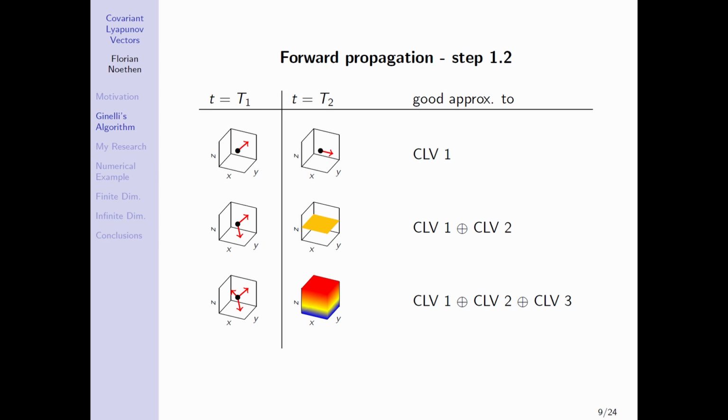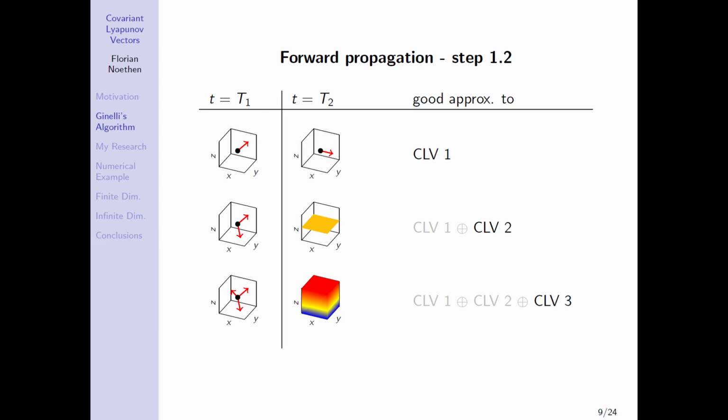So, now we have computed the spans of the first CLVs at our present state, so state t2. But what we really want are only the single CLVs. So CLV1, CLV2 for the two-dimensional case, CLV3 for the three-dimensional case, and so on. Somehow we need to extract the single CLVs, the last components of those sums. How do we do this?